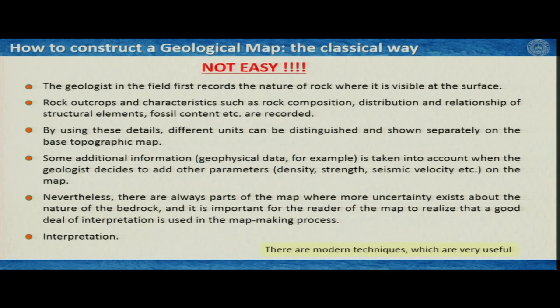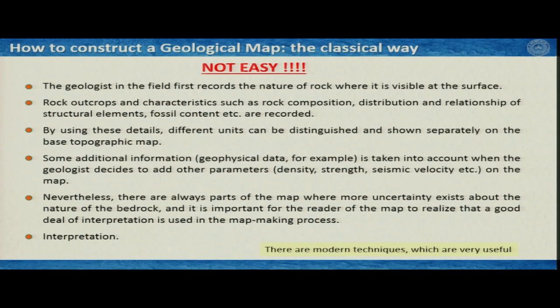Now using all these details, the geologist then distinguishes different units in the field that he or she has seen, and then tries to plot them separately in the map or on the base of the topographic map. Now the geologist can include some additional information, for example geophysical data is taken into account when the geologists decide to add other parameters like density, strength, seismic velocity and so on the map.